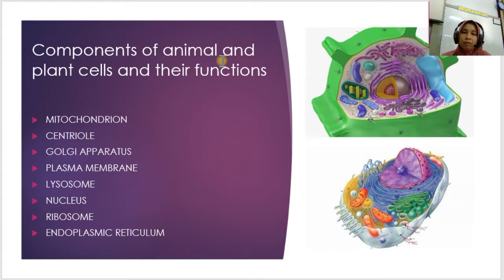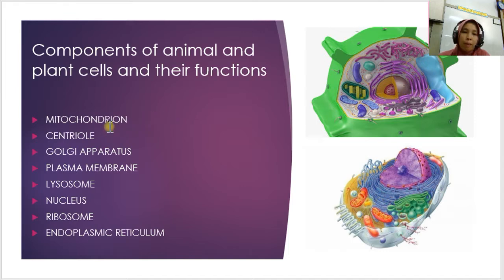The components of animal and plant cells and also their functions. Let's go first to the components. All of these components you have to memorize, of course, and also their functions. Before that, let's try to pronounce and spell them correctly, especially the components of animal and plant cells.